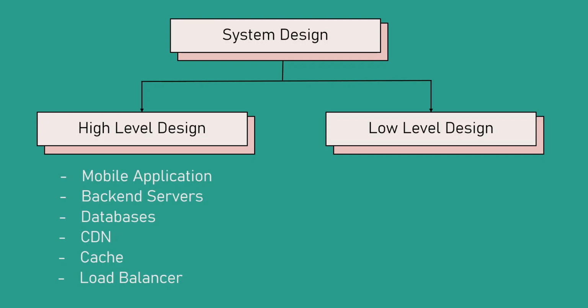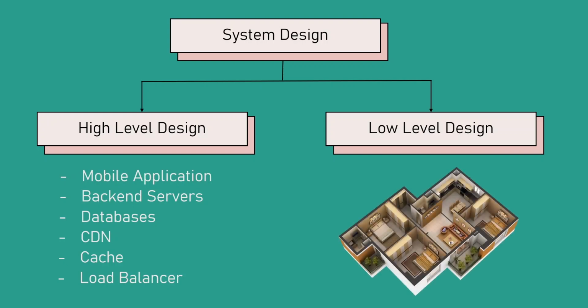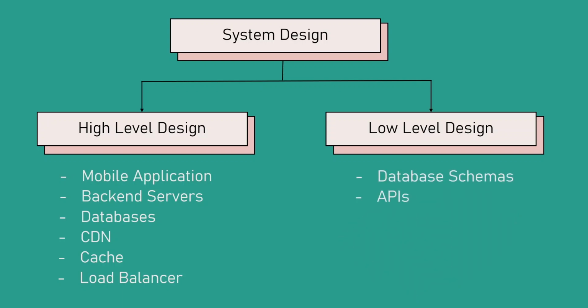Next comes low-level design, or you can call it LLD. This is like planning what's inside each room, like where is the fridge, where is the TV, and so on. In tech terms, it's about the details like database schemas, APIs, algorithms, and edge cases. For example, Instagram's LLD would include things like the user table, the API for uploading a photo, the data model for a comment, and how the feed algorithm works.